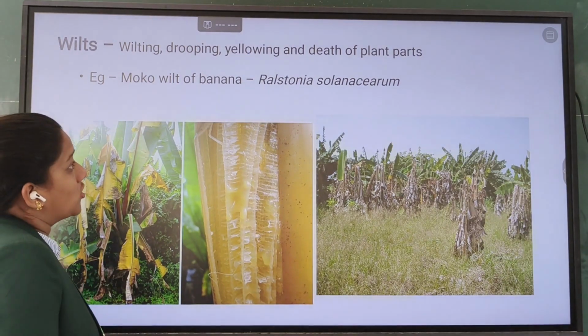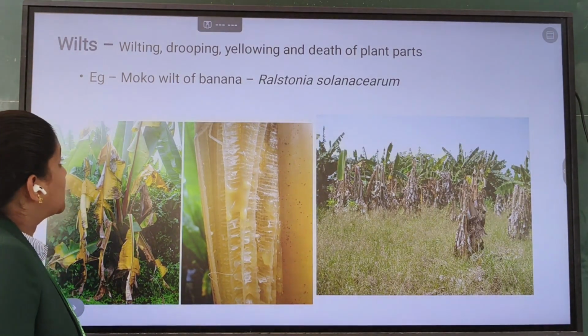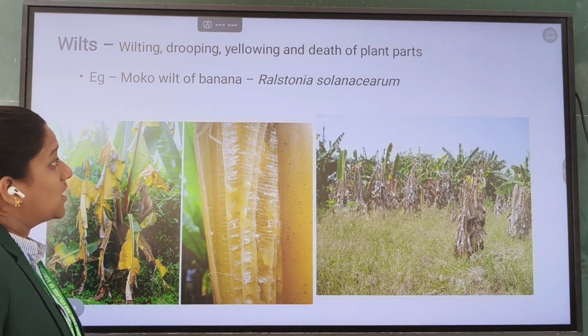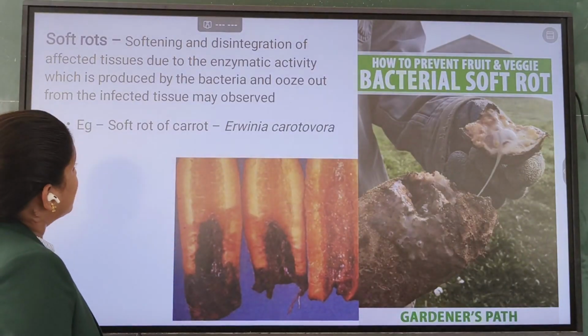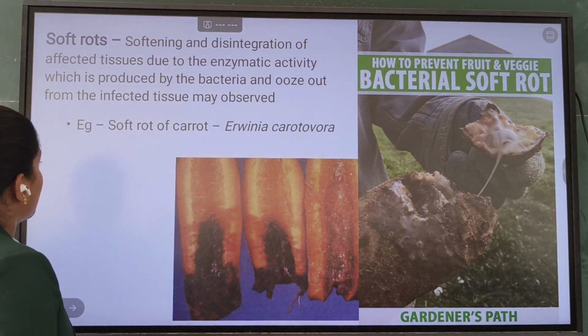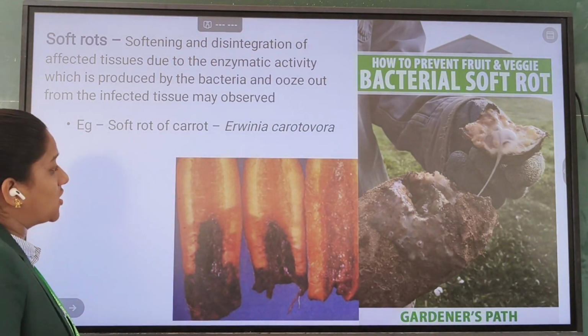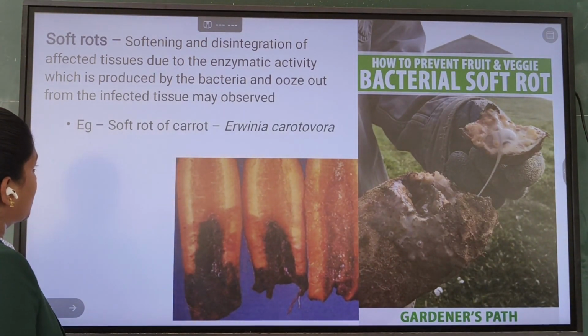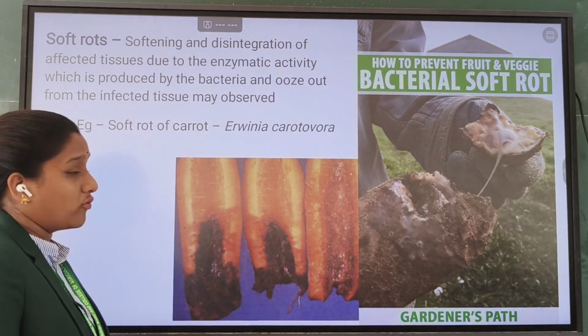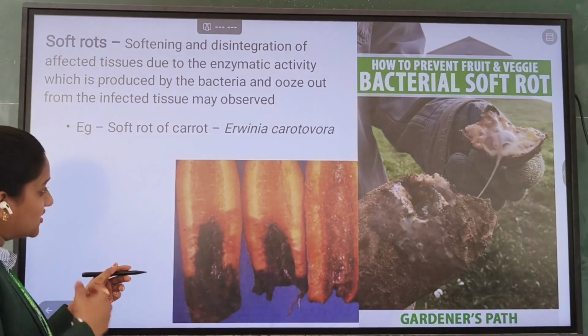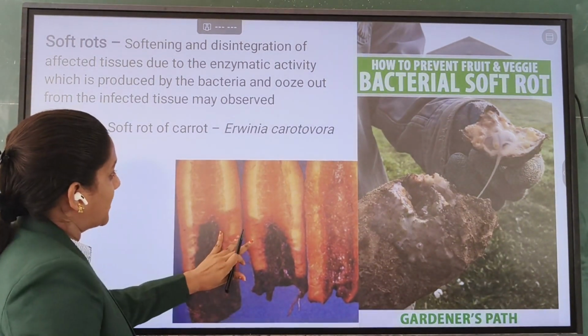Wilting: drooping and yellowing of plant parts, leading to death. Example: Moko wilt of banana, Ralstonia solanacearum. Soft rot: softening and disintegration of affected tissue due to the enzymatic activities produced by the bacteria, and ooze from the infected tissue may occur. Example: soft rot of carrot, Erwinia carotovora. These are the symptoms caused in carrot.